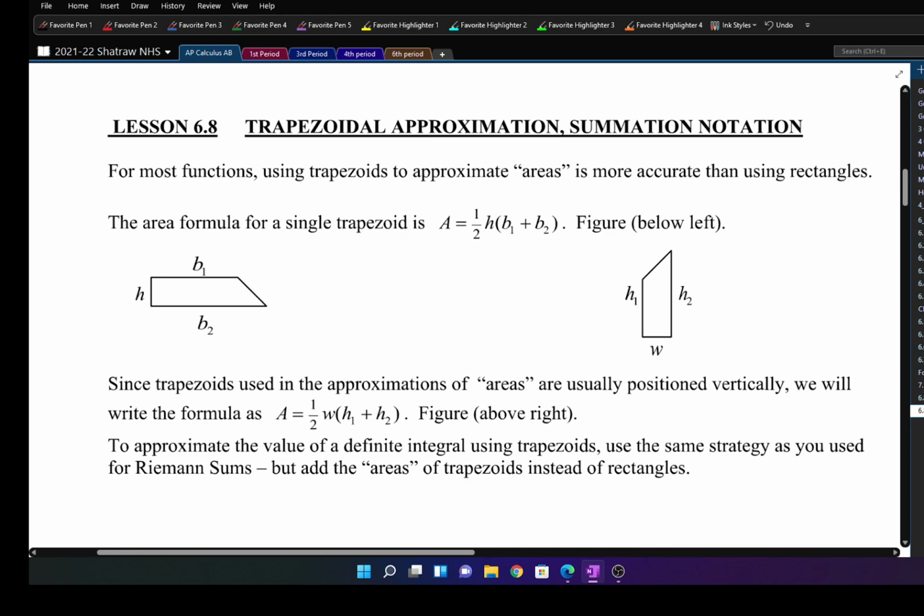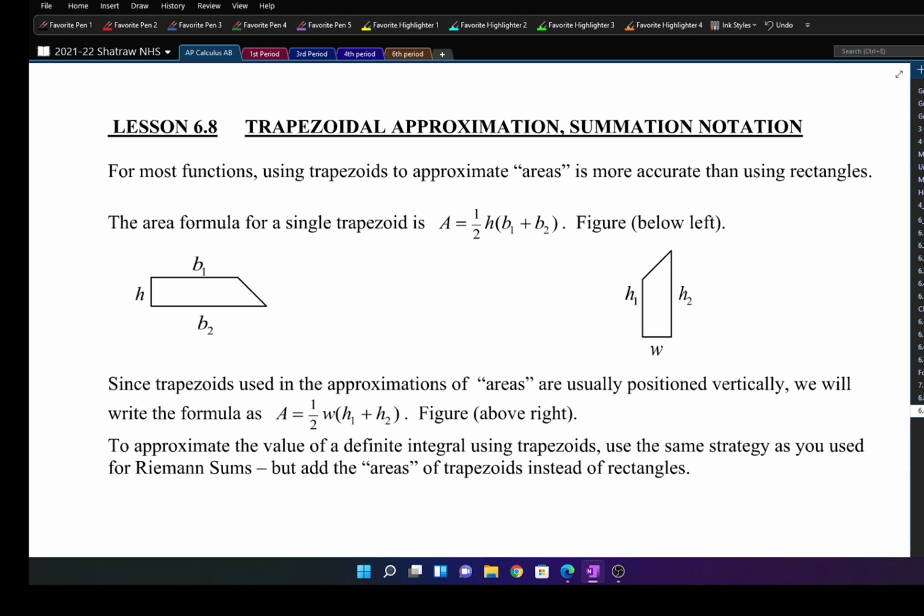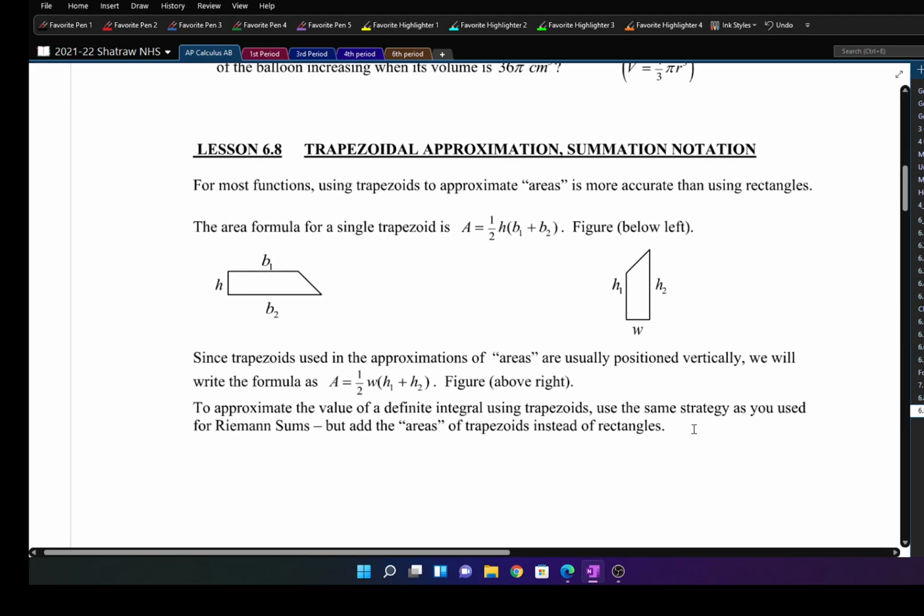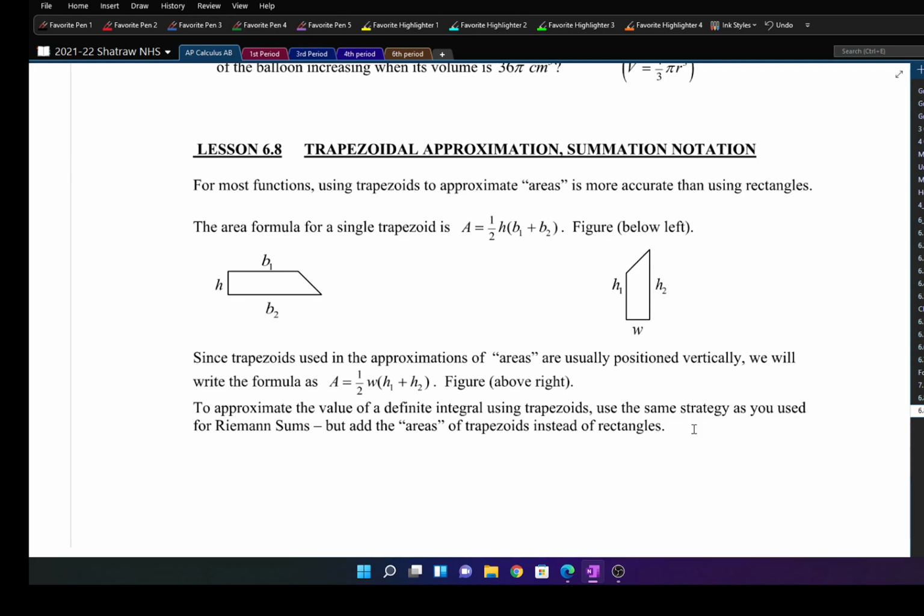Welcome to 6.8 Trapezoidal Approximations Summation Notation. I know some of you are going to be pretty excited about getting to this because I accidentally gave you one of these problems earlier this week.